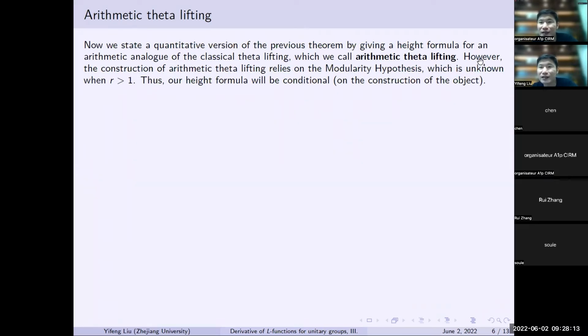However, there is a drawback here: the construction of arithmetic theta lifting relies on the modularity hypothesis, a conjecture we introduced last time in the talk, and this is still unknown when r is greater than 1. Therefore, our height formula is conditional, but conditional only on the construction of the object. Once you assume it, the proof is unconditional. The conditional is only on the construction of this object.